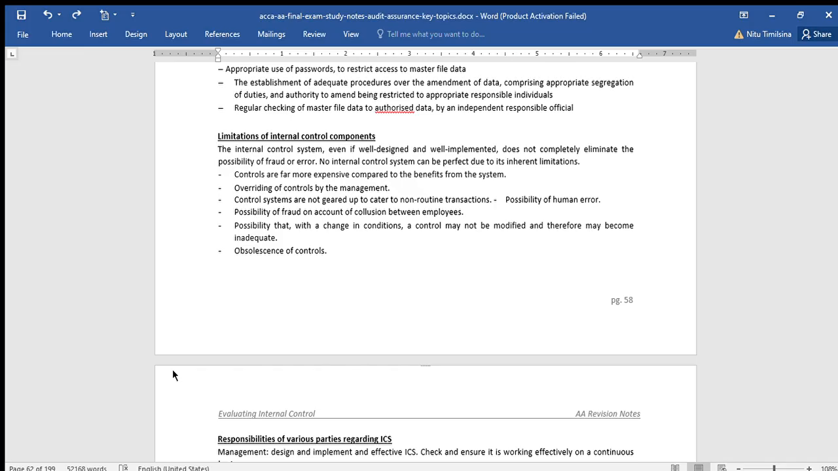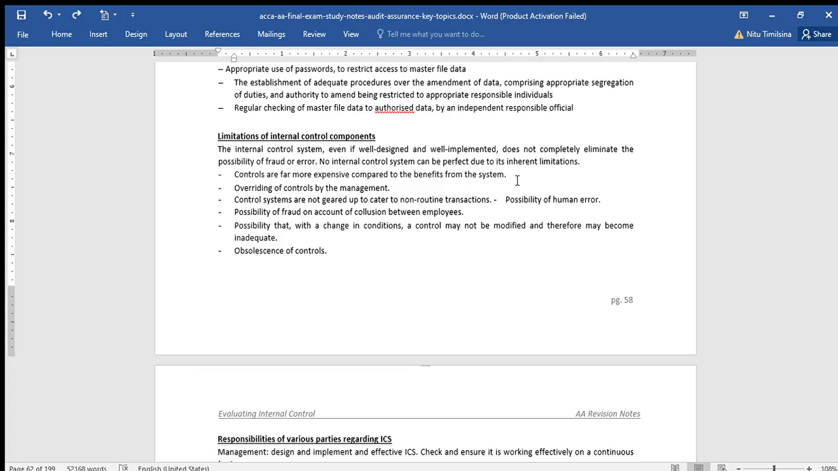Controls may be far more expensive compared to the benefit from the system. Meaning the cost is more than the benefit. If it is so, then it's not that relevant. Overriding of control by management.